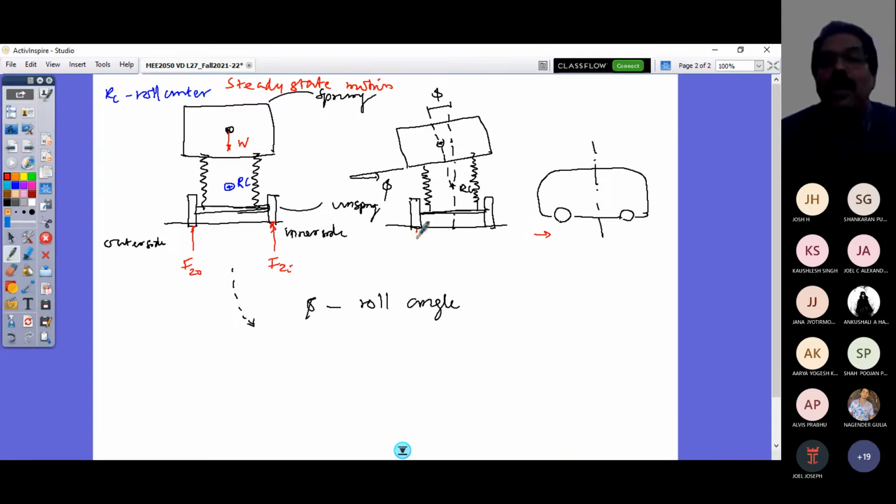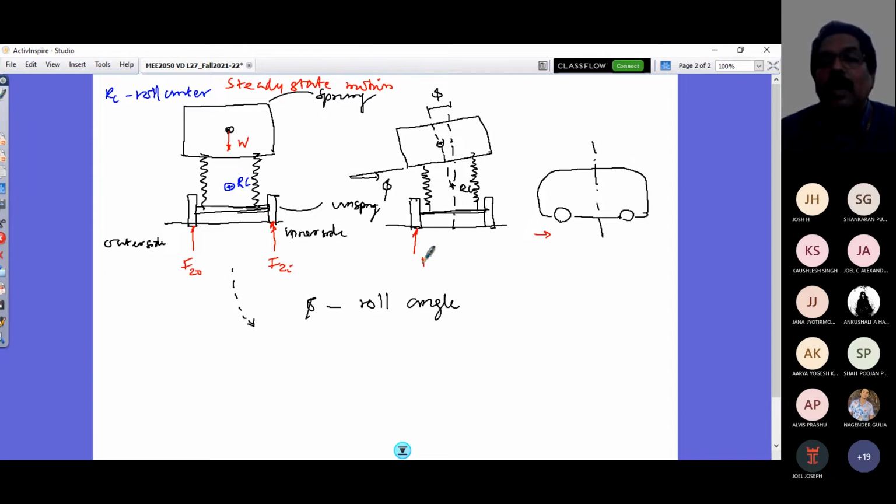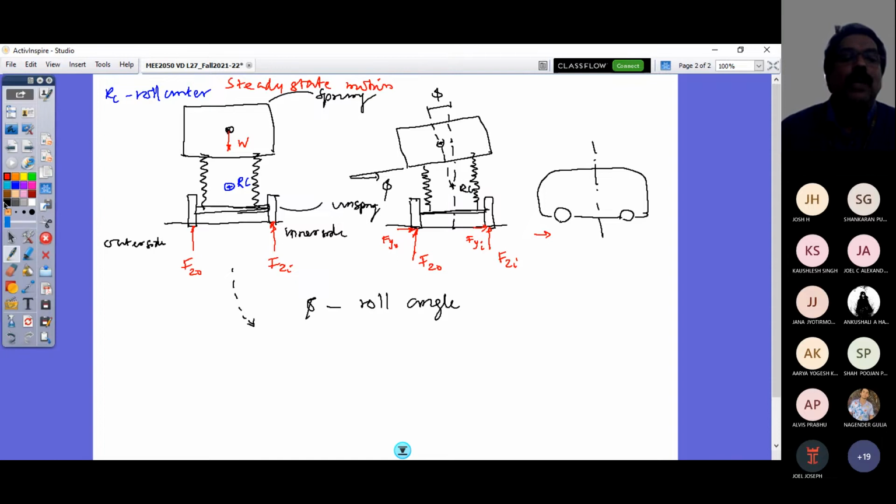When I consider steady state motion, what are the free body diagram changes here? I would have here, of course, my F_z0 slightly greater than this, so I may have a smaller length here compared to this F_zi. And as this is doing a cornering, it is required that your tires develop lateral force, that is F_y0, and here this is F_yi. And see, what is roll center now? Let's define what is roll center.